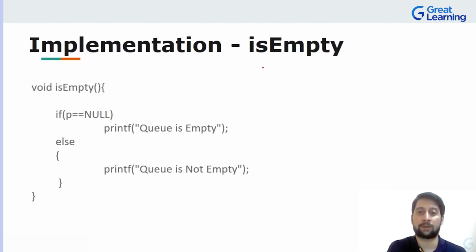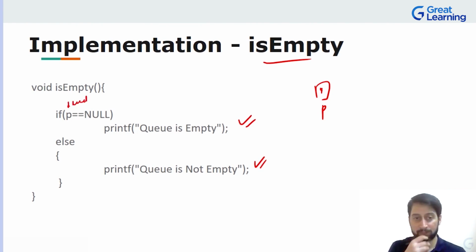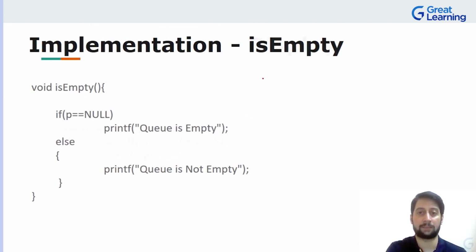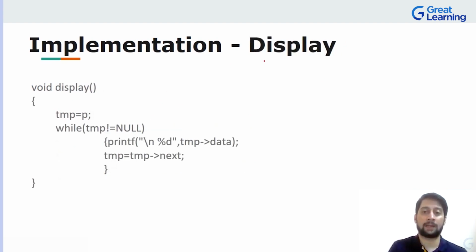So isEmpty: obviously we are going to check if our queue is empty or not. If P is equal to null, that means the queue is empty. Else we can say the queue is not empty, because then obviously it will be pointing to something, the first node, which in our case is our head. Done. Now the final method is display.